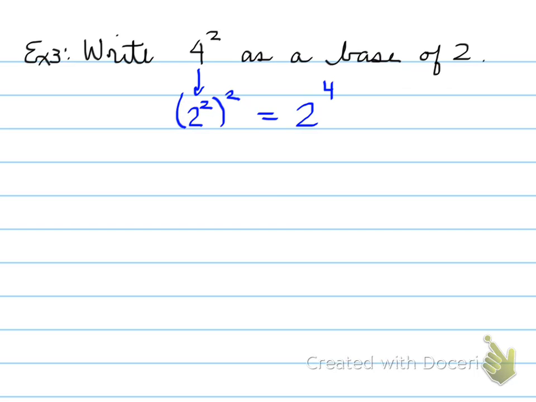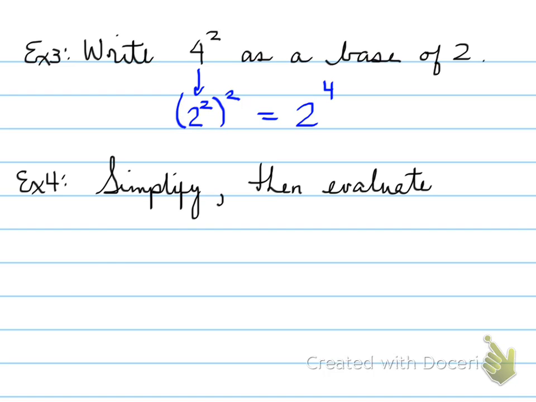So we can convert different powers to different bases if we need to. Why? Well, let's look at the next question. Example number 4 says simplify, then evaluate. If I give you a question like 3 squared times 9 cubed divided by 27 squared, what do we do here? Well, these are different bases. Can we make these have the same base? Because if we can, then we can use the exponent laws.